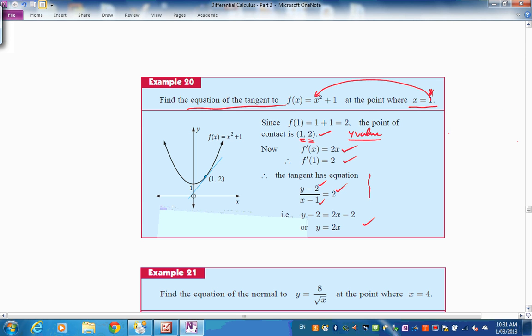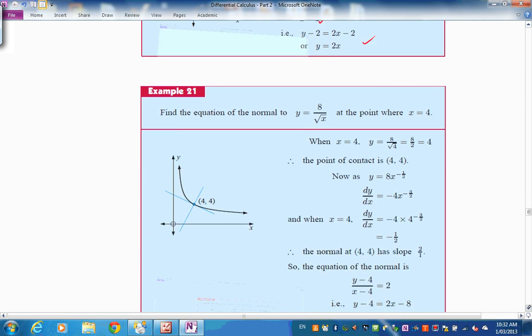So can you see, what do we need? We need a point, and we need the slope. So when you're working with equations of tangents and normals, that's all you have to think about. Have we got the required information? Okay, let's go and do another one.